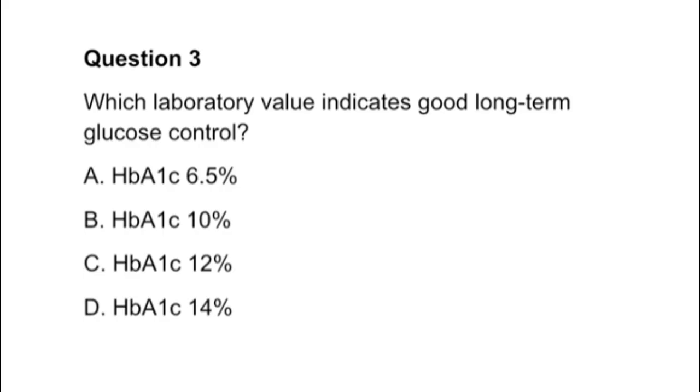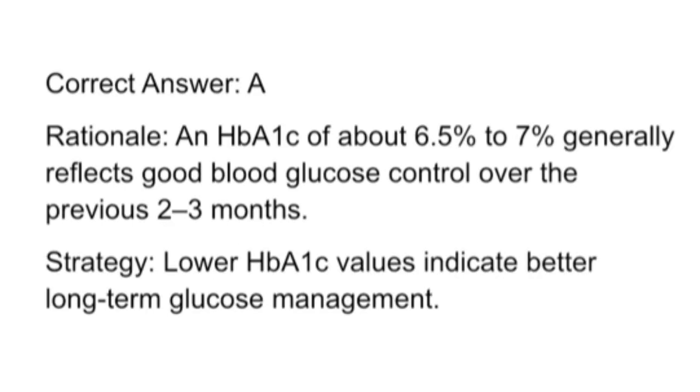Question 3. Which laboratory value indicates good long-term glucose control? A. HbA1c 6.5%. B. HbA1c 10%. C. HbA1c 12%. D. HbA1c 14%. Correct answer, A. Rationale: an HbA1c of about 6.5% to 7% generally reflects good blood glucose control over the previous 2 to 3 months. Strategy: lower HbA1c values indicate better long-term glucose management.